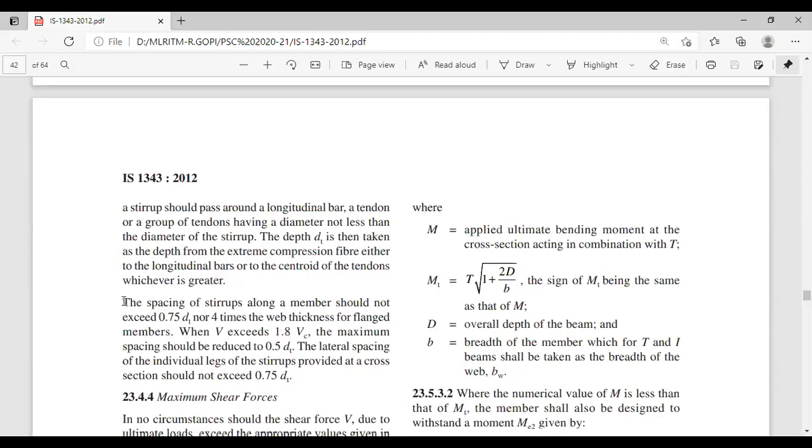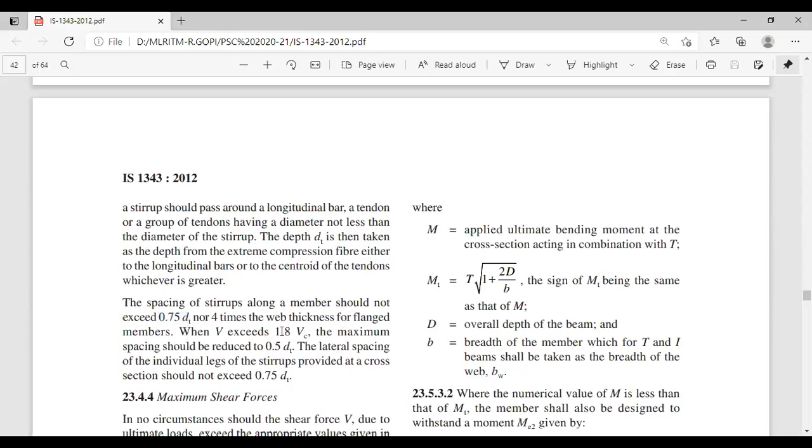Next, spacing limit. For this shear reinforcement, we have to use normal Fe 415 grade steel only. The spacing of stirrups along a member should not exceed 0.75 dt. This is also the same as in RCC, where we provide shear reinforcement as vertical stirrups. It should not exceed 0.75 dt, nor 4 times the web thickness for flanged members.